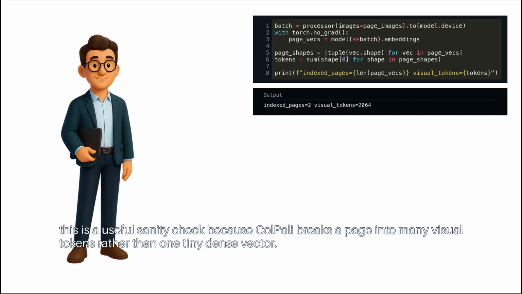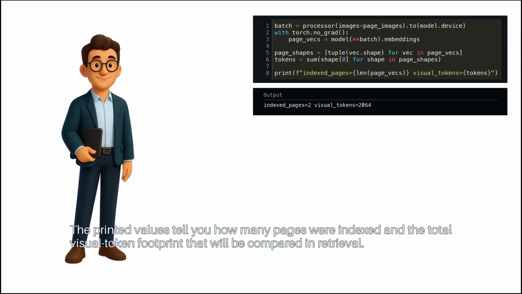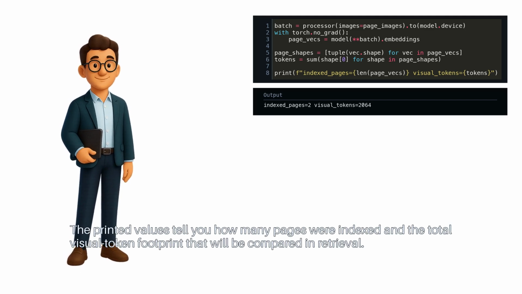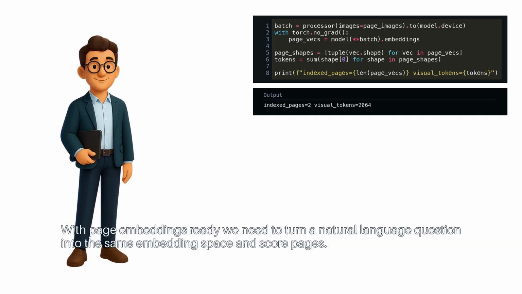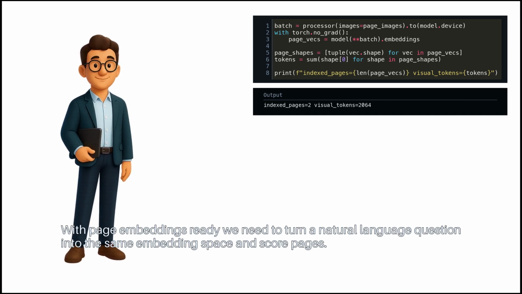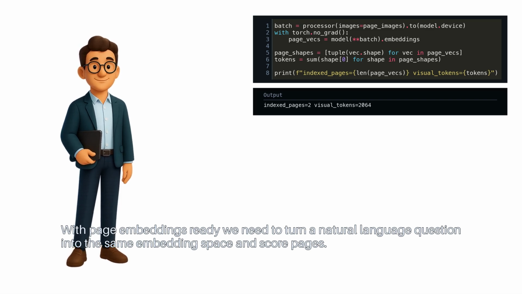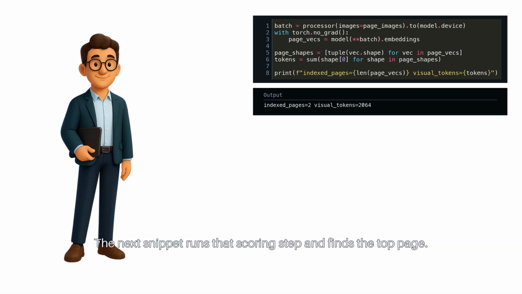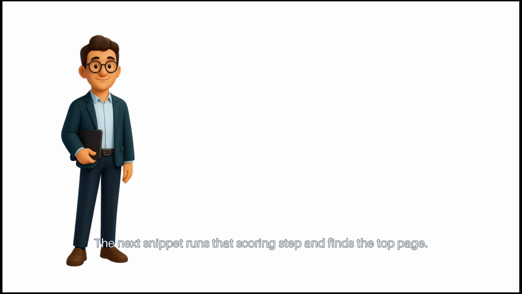This is a useful sanity check, because ColPali breaks a page into many visual tokens rather than one tiny dense vector. The printed values tell you how many pages were indexed, and the total visual token footprint that will be compared in retrieval. With page embeddings ready, we need to turn a natural language question into the same embedding space and score pages. The next snippet runs that scoring step and finds the top page.